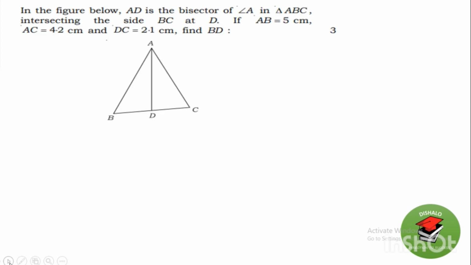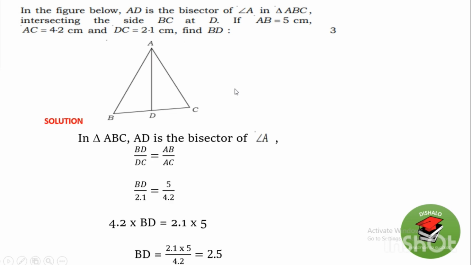Next question. So there was a choice in question number 17. Either you can do that sum or this one. In the figure given below, AD is the bisector of angle A in triangle ABC, intersecting the side BC at D. If AB equals 5 cm, AC equals 4.2 cm and DC equals 2.1 cm, find BD. So let us see the solution.